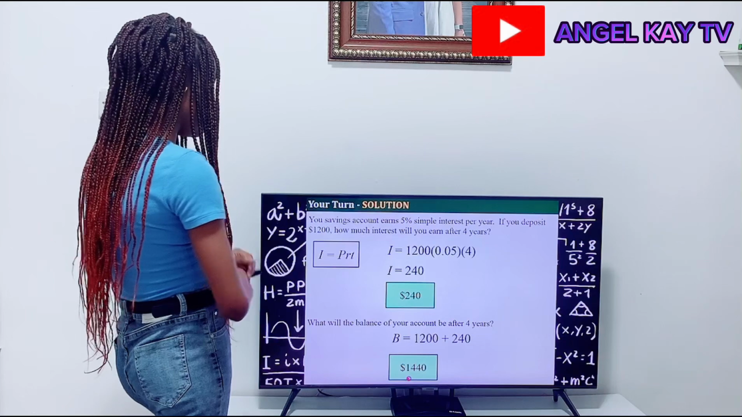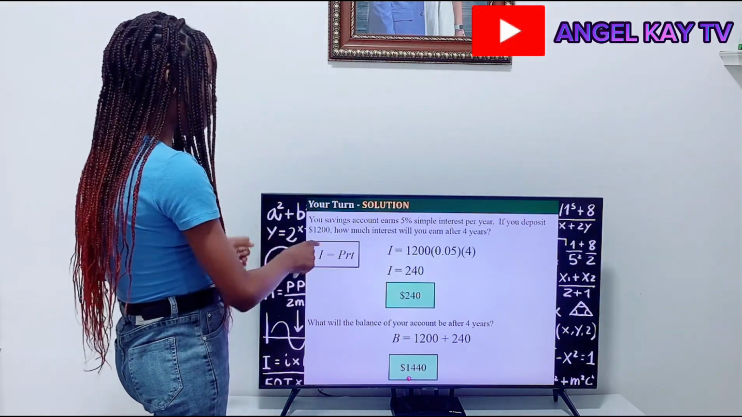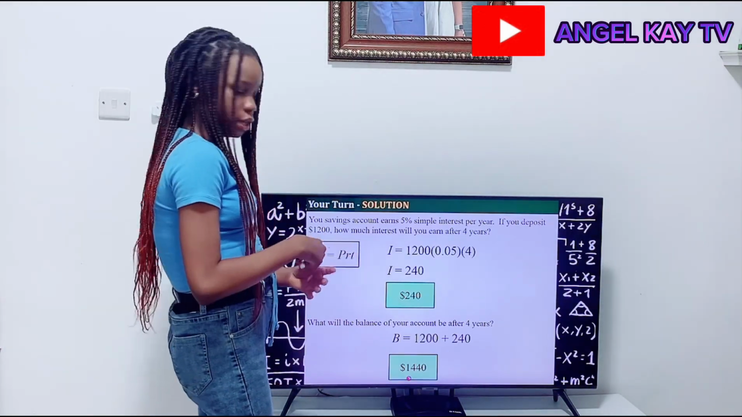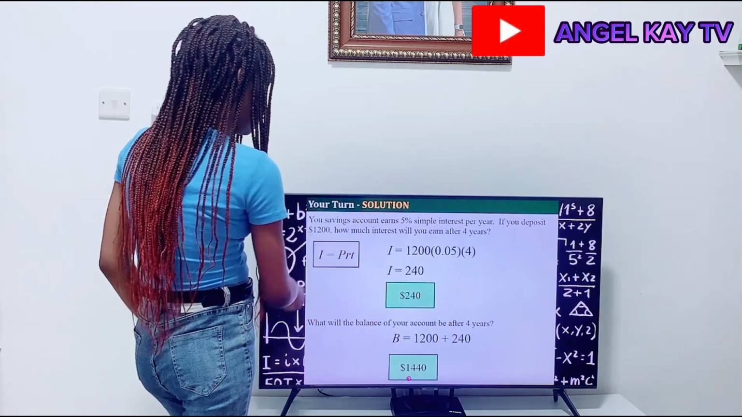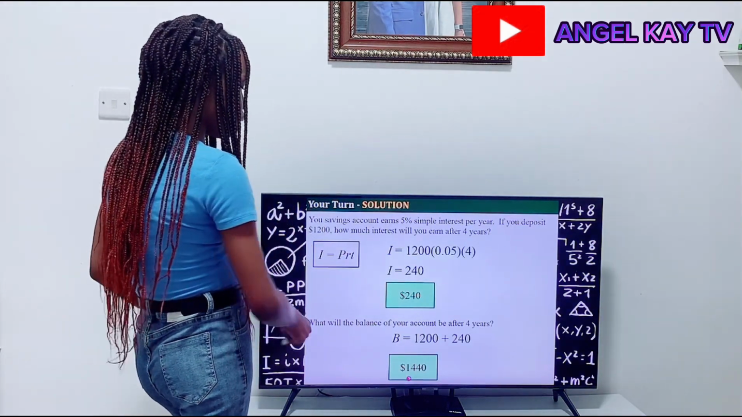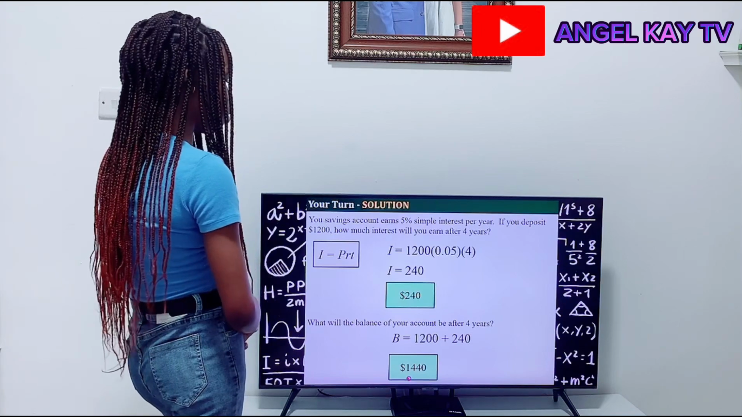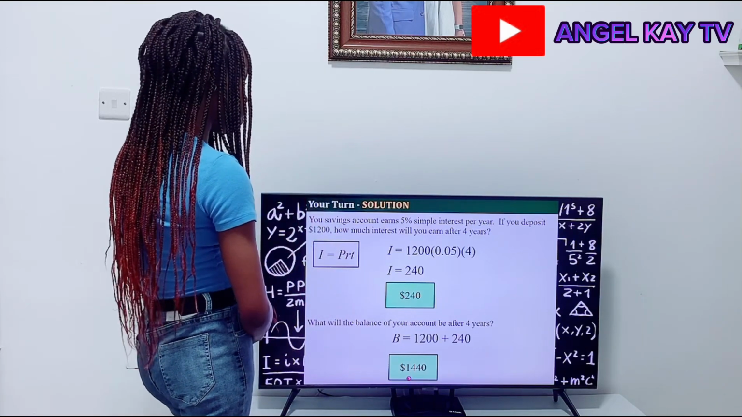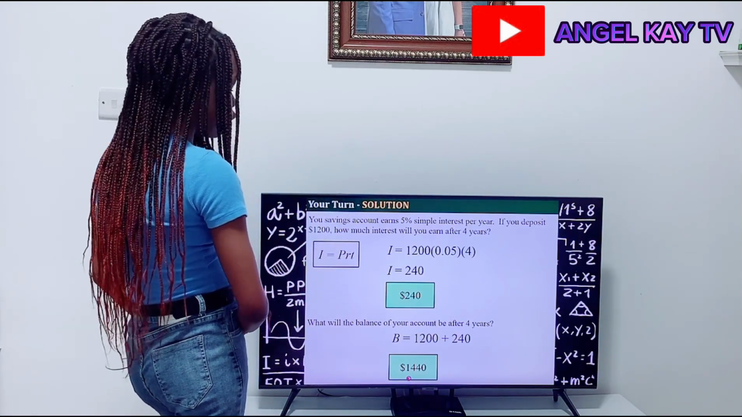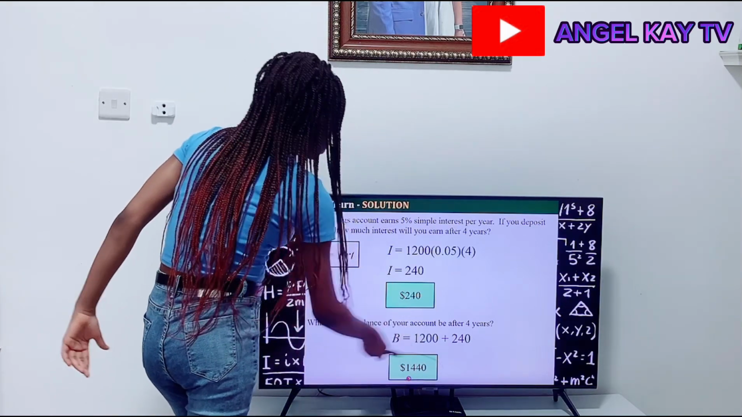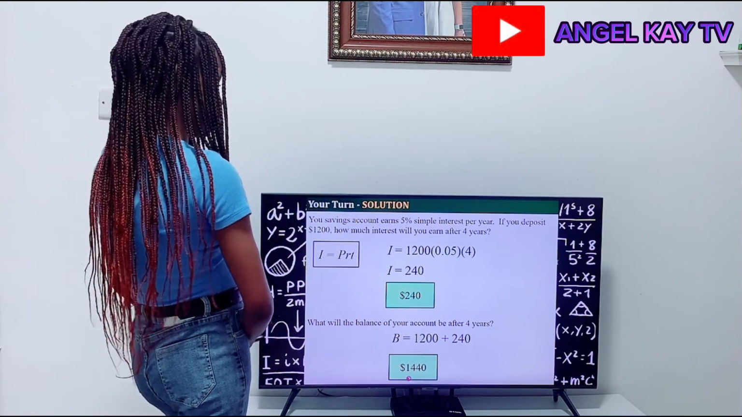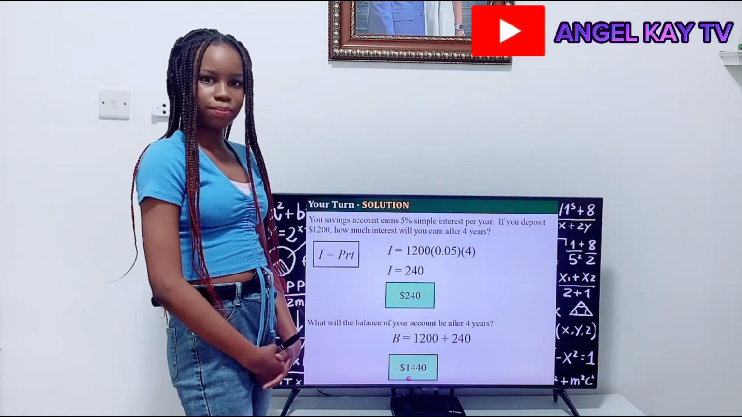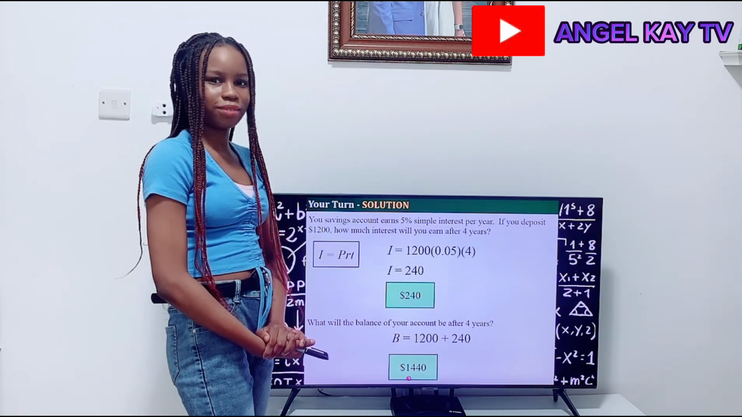So now they said, what would the balance of your account be after 4 years? So that is, we're trying to add here. So that is $1,200 plus the $240 we got. So 1,200 plus $240 will give us $1,440. So this will be our balance of the account after 4 years. Okay, let's move on to another example to make things more clear.